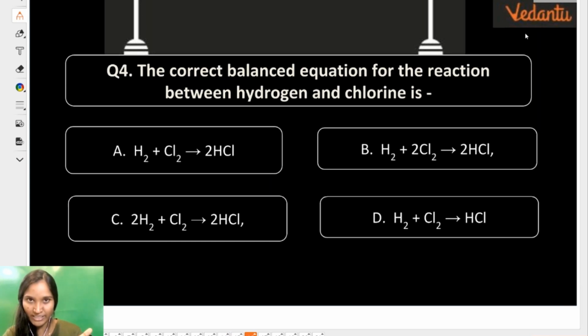Balance it, identify the correct option and be ready. It need not be posted in the chat box. Identify the balanced chemical equation and be ready.